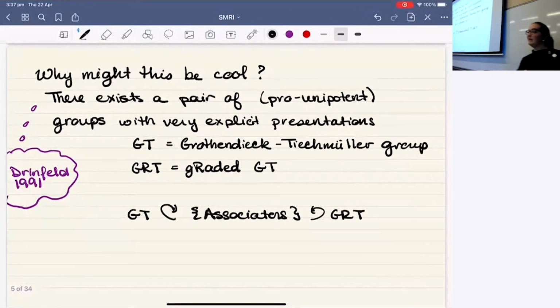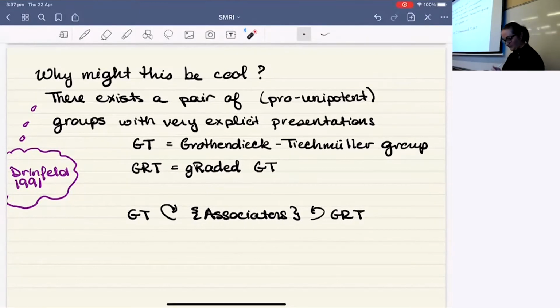And why might that be cool, right? Why might this connection between topology and algebra be useful to you? So one thing that's great about the associators, and what the automorphisms part of our discussion today is, is that Drinfeld constructed, in a series of papers, a bunch of groups. So the Grothendieck-Teichmüller group, GT, and this is a pro-unipotent version, or rational version. And its associated graded group. So the R stands for graded. And the GRT. And these two groups act freely and transitively on associators. So associators is the torsor under these two group actions.